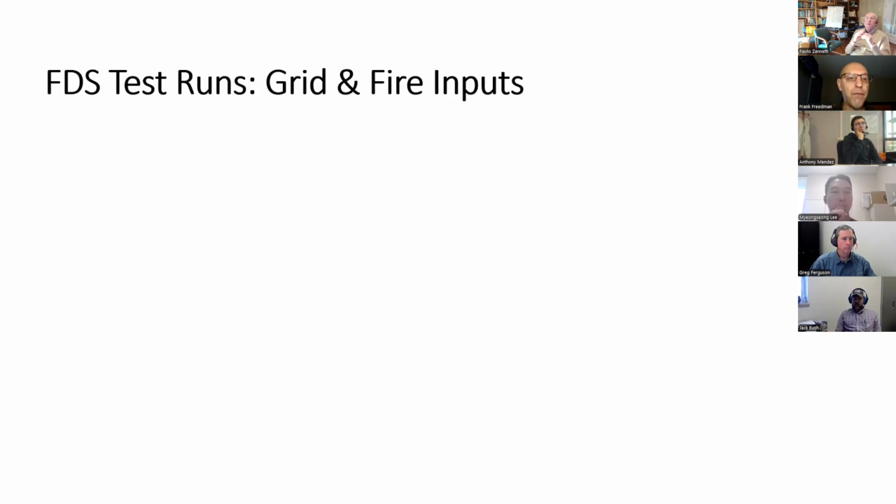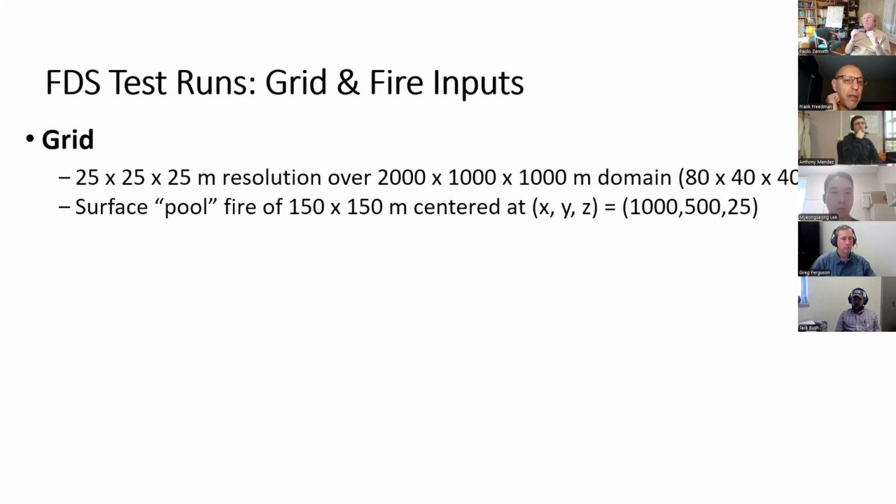Okay, so FDS, here are the test runs and how the grid and inputs were set up for the runs you're going to see. The grid had a resolution of 25 by 25 by 25 meters over a 2 by 1 by 1 kilometer domain. So if you do the math, that's 80 by 40 by 40. That runs quickly. You can set up runs that have many more grid spacings than that. Maybe 200 by 200 by 200 is more typical for an actual application for a project you might be working on. But these are just test runs, so I did something simple so we can see some things.